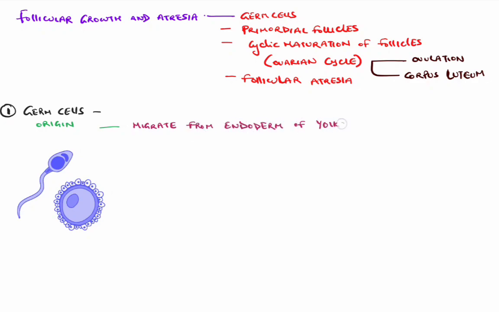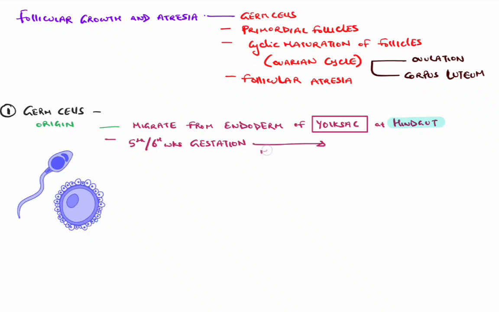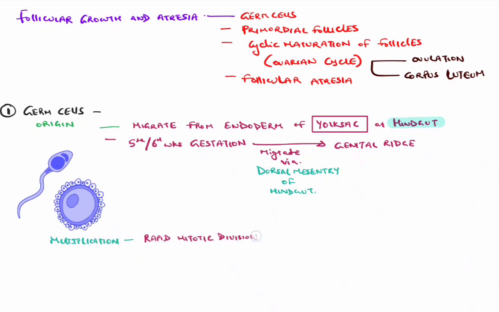They migrate from the endoderm of the yolk sac at the gut at the 5th or 6th week of gestation. Then after this, they migrate via the dorsal mesentery of the hindgut to the genital ridge. Multiplication, their origin we have talked about. Now what about the multiplication of the germ cells? They undergo rapid mitotic division. This creates 7 million oocytes in 20 weeks.